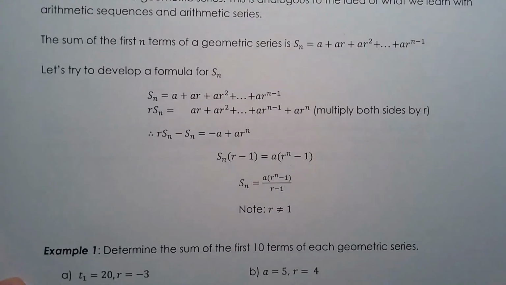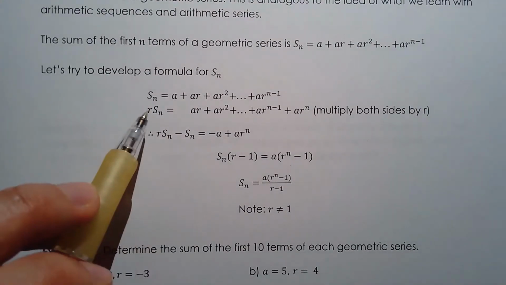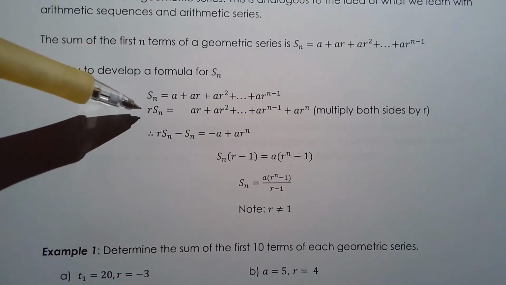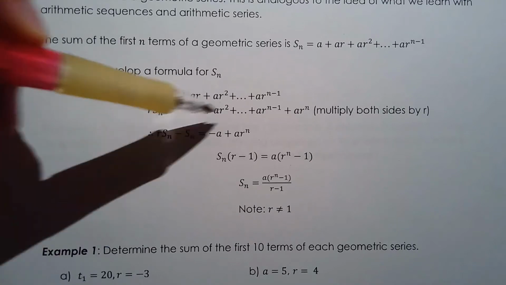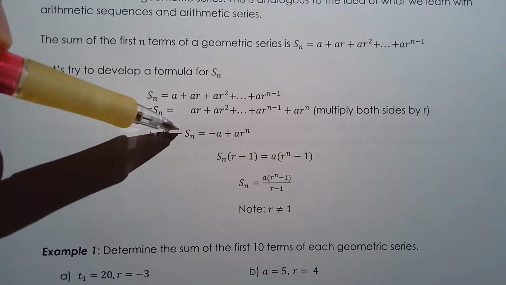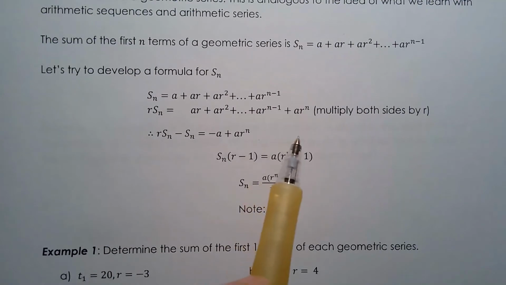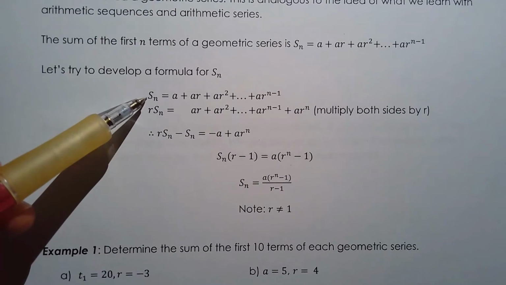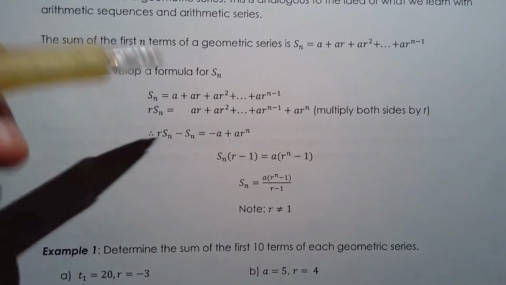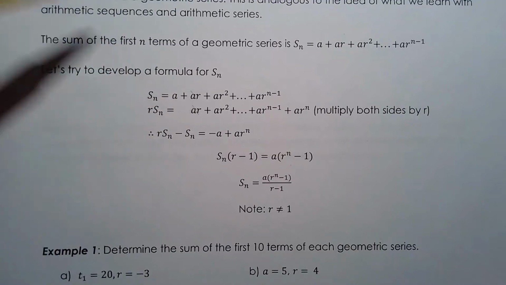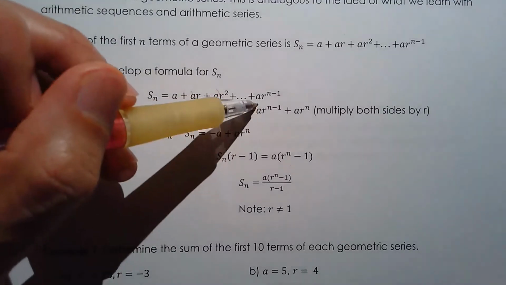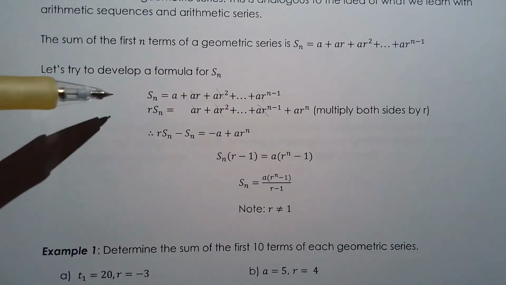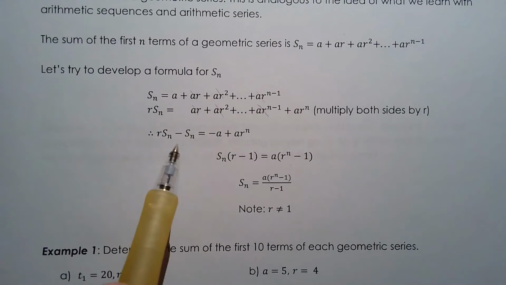All right, so what we're going to do is take that equation and multiply both sides by r. Now, why would you do that? Because if you multiply both sides by r, you have a staggering effect applied to the terms. You want to stagger the terms because we're going to take the second equation and subtract the first equation from it. If you do that, a lot of the terms will cancel each other out: ar minus ar, ar squared minus ar squared, ar to the power of n minus 1 minus ar to the power of n minus 1. All those terms cancel out and you have this left over.